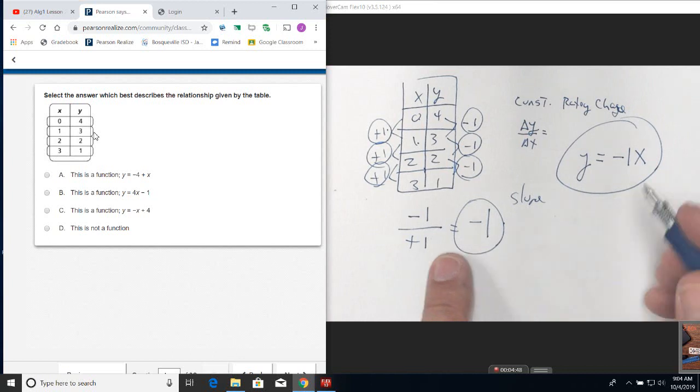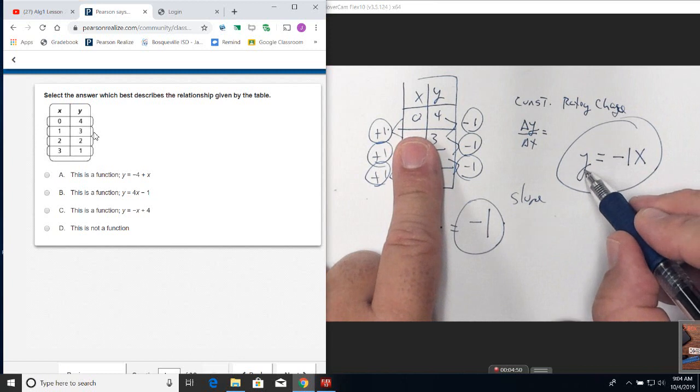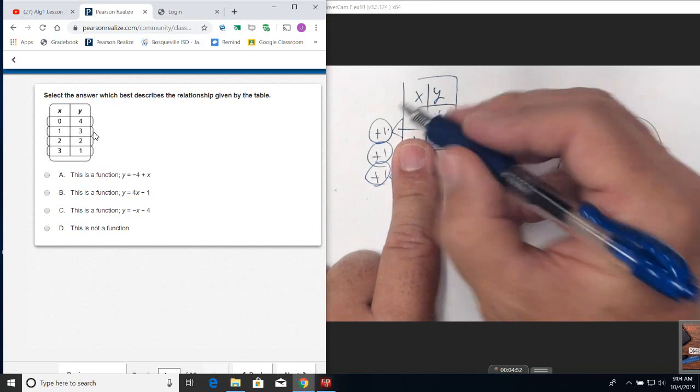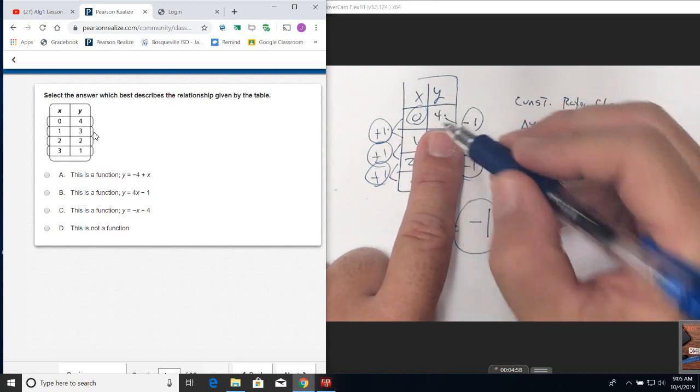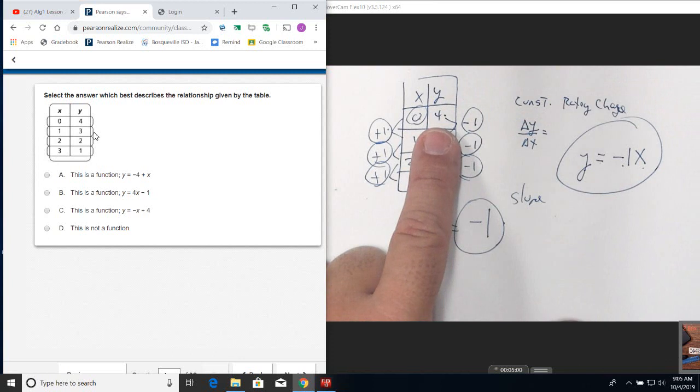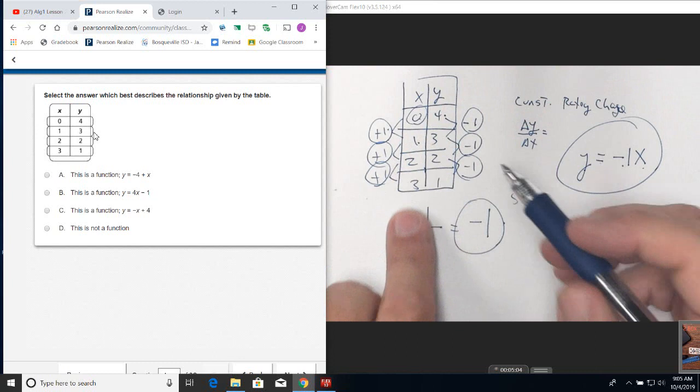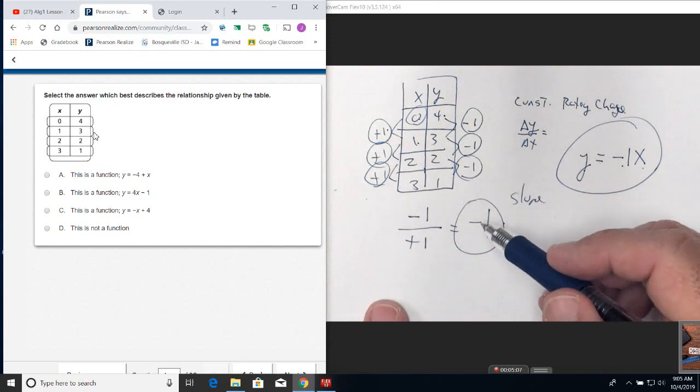Well, let's check it, since you don't know. To get y, I took negative 1 times x. Here x is 0. What's negative 1 times 0? 0. Very good, but it's supposed to be a 4. So it didn't work out. But I do know, since there was a common difference of -1, that that is what I'm multiplying x by.